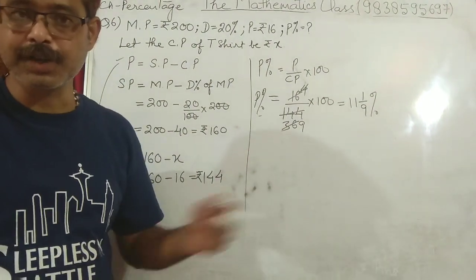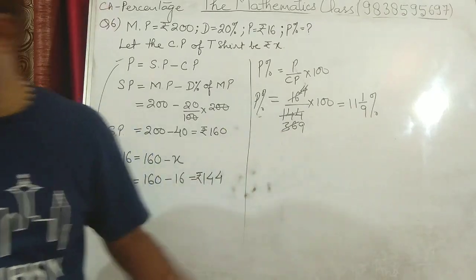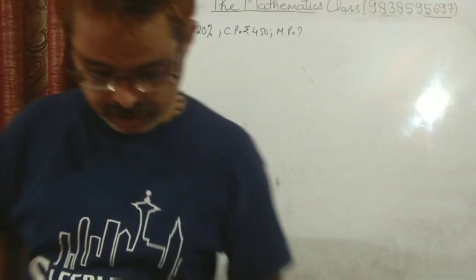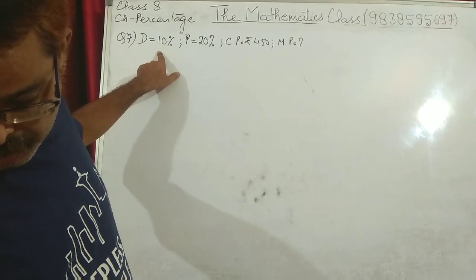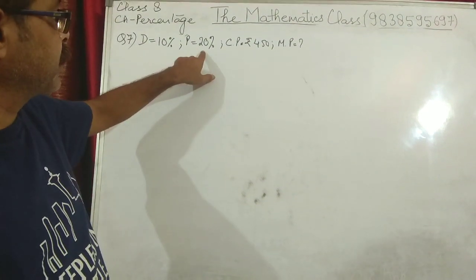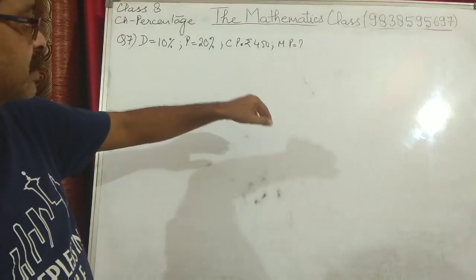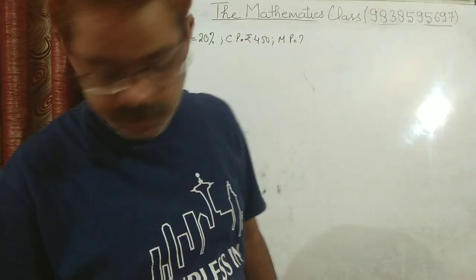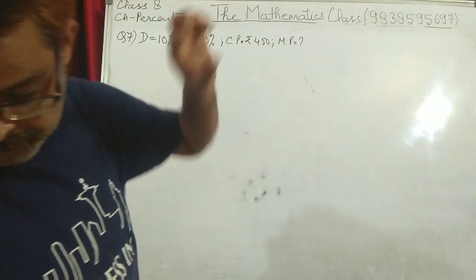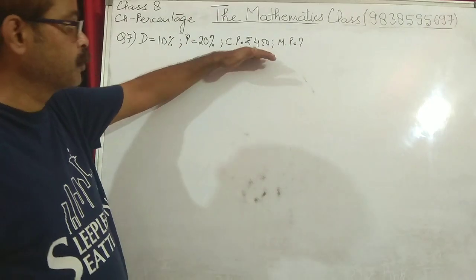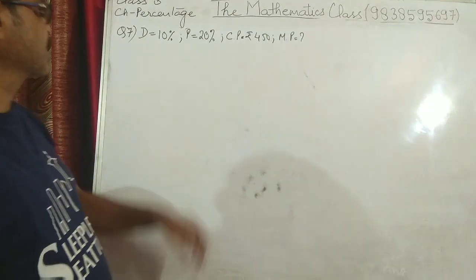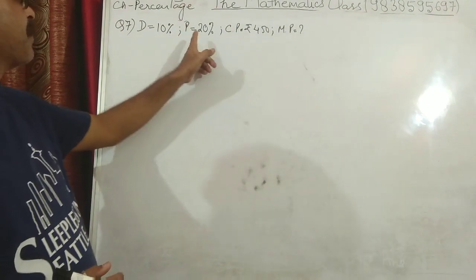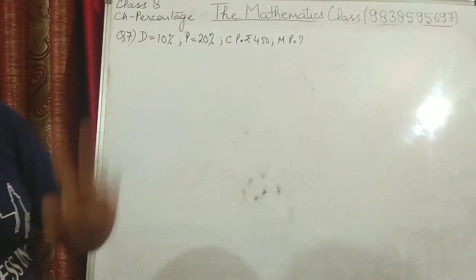Now we move on to the last question, that is question number 7. Question number 7 reads, a shopkeeper allows a discount of 10% to his customers but still gains 20% on the transaction, and you have to find out the mark price of that article which cost him rupees 450. Cost price is given, 450. You have to find out the mark price, and the discount is 10% and profit is 20%.